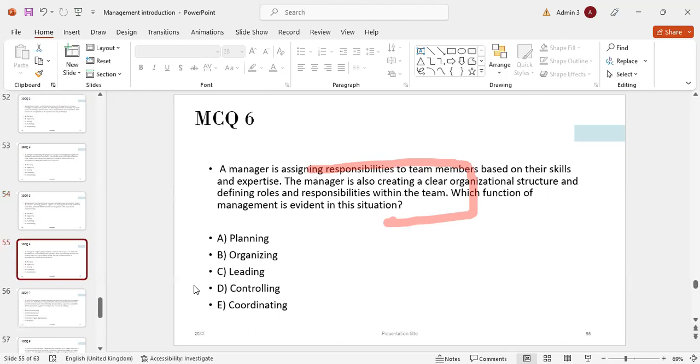The manager is assigning responsibilities to team members based on their skills and expertise. The manager is also creating a clear organization structure and defining roles and responsibilities within the team. Which function of management is evident in this situation? Option A, planning. Option B, organizing. Option C, leading. Option D, controlling. And option E, coordinating. B. Yes, organizing.